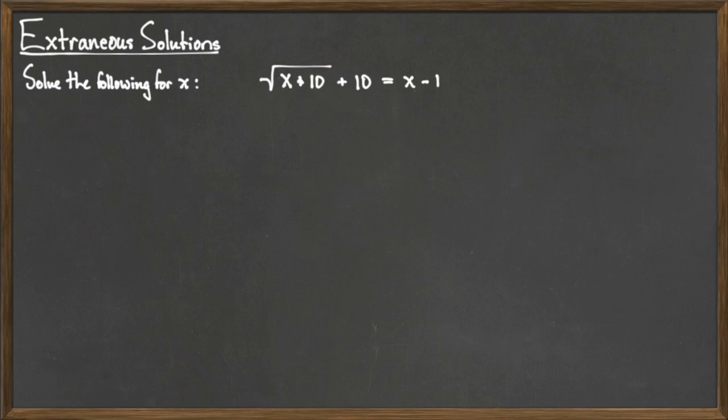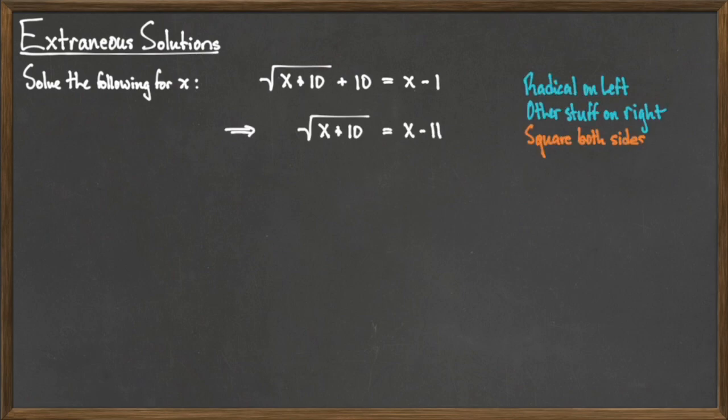First, let's shift things around. I want only the radical on the left-hand side of the equation, and I want everything else on the right-hand side of the equation. We'll start by subtracting a 10 from both sides. This will give me the square root of x plus 10 equals x minus 11. Now that I have the radical on one side, I can square both sides like I did in the previous slide. This is going to give me x plus 10 is equal to x squared minus 22x plus 121, which is the result of the right-hand side when I FOIL.